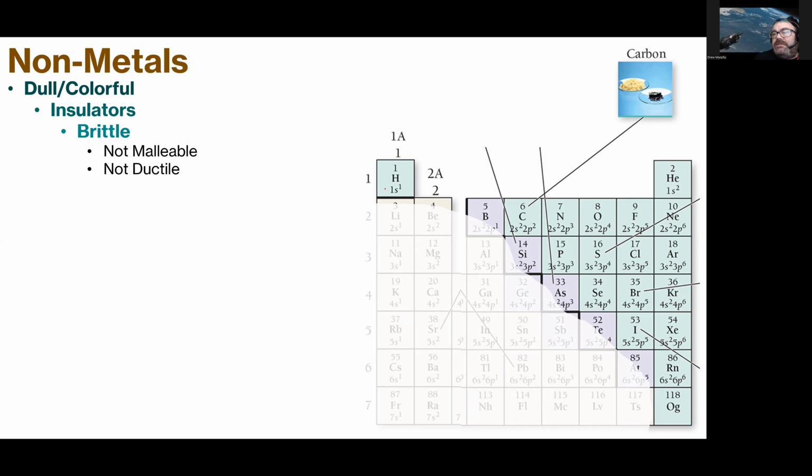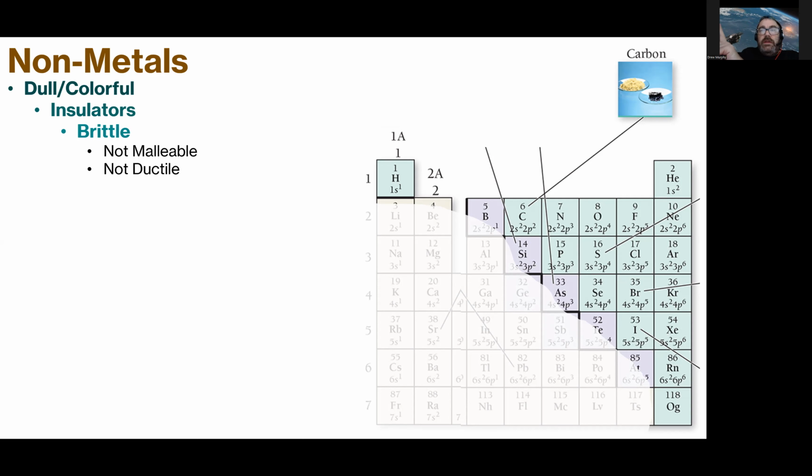So if you try to make sulfur foil, you're not going to. You're going to get a chunk of messy powdered sulfur, which is not really what you want. So the non-metals are on the right side. Notice there are a lot fewer non-metals than there were metals when we look through this.